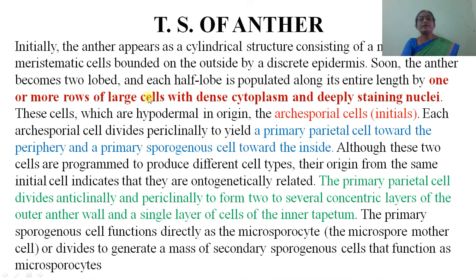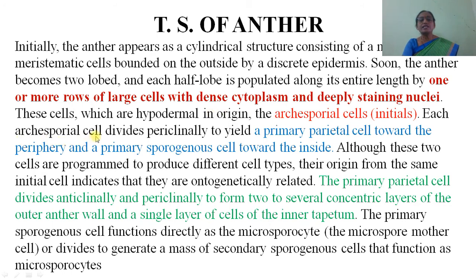Initially, the anther appears as a cylindrical structure consisting of a mass of meristematic cells bounded on the outside by a discrete epidermis. Soon the anther becomes 2-lobed, and each half lobe is populated along its entire length by 1 or more rows of large cells with dense cytoplasm and deeply staining nuclei. These cells, which are hypodermal in origin, are the archesporial cell initials.